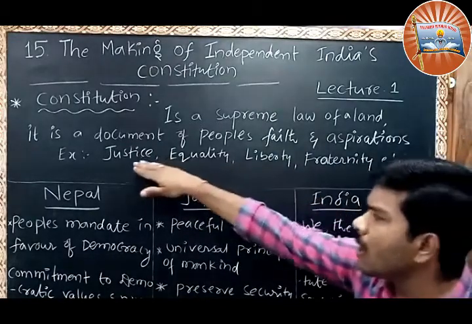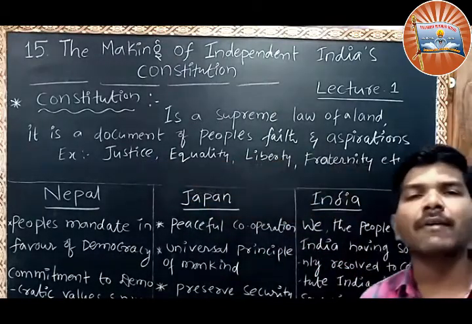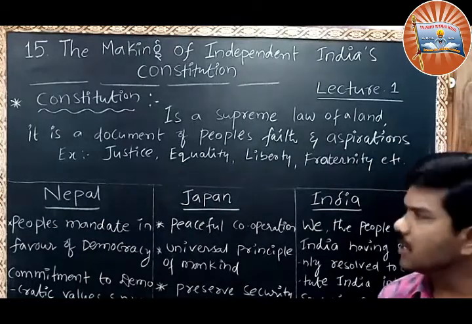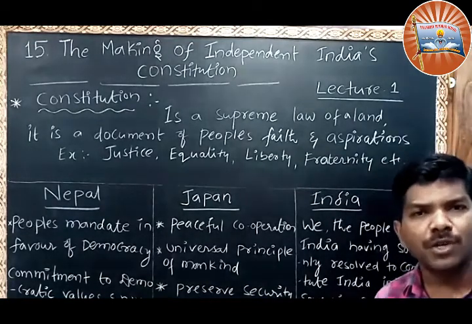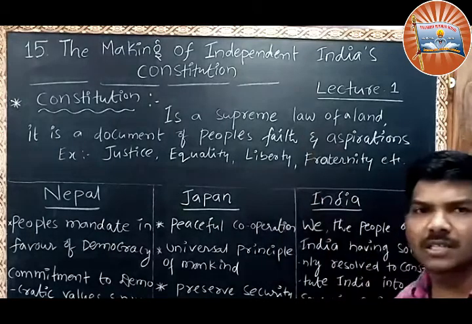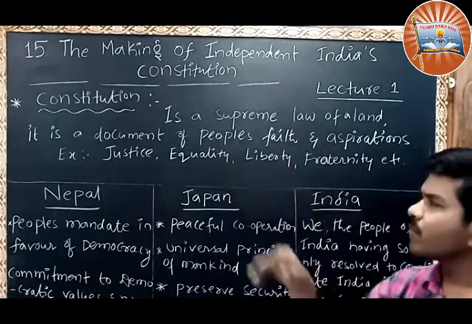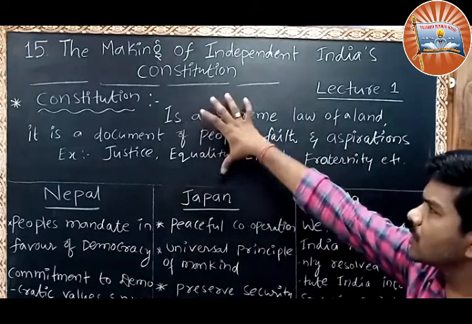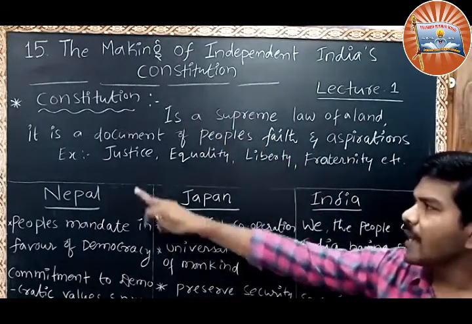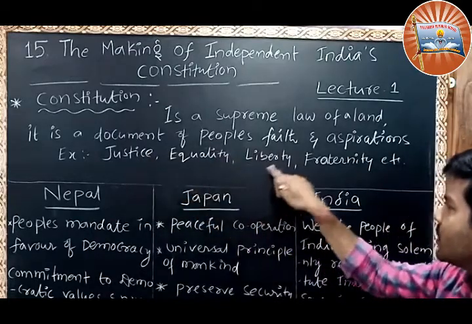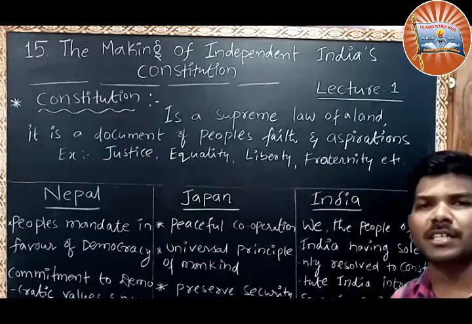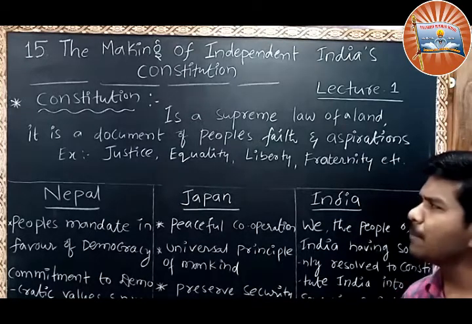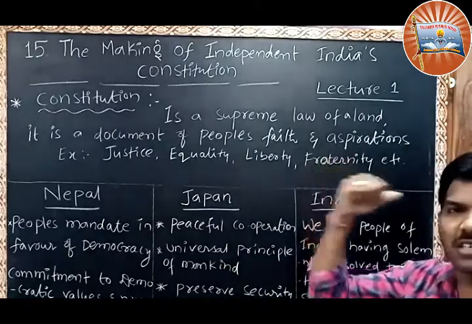Justice, equality, liberty, fraternity, we didn't have during the British period. So these are our aspirations. Yes, we want justice, equality, liberty, fraternity and unity. This is our faith. So the constitution adds people's faith and aspirations. This is the definition of the constitution. These aspirations were not available during the British period, and we fought for them. Subhash Chandra Bose, Mahatma Gandhi, Jawaharlal Nehru, Bhagat Singh, many people fought against the British laws. They wanted justice and equality.